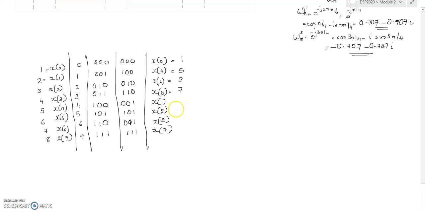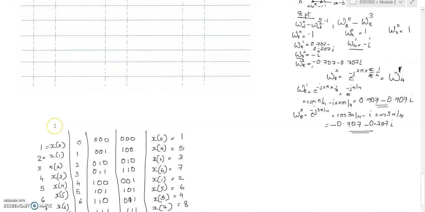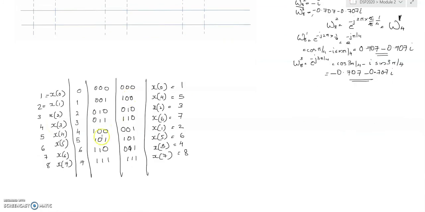X of 2 is 3 and x of 6 is 7, and x of 1 is 2, x of 5 is 6, x of 3 is 4, and x of 7 is 8. So we have found out the sequence in the bit reversed order, and this shall be used in our diagrammatic concept here.